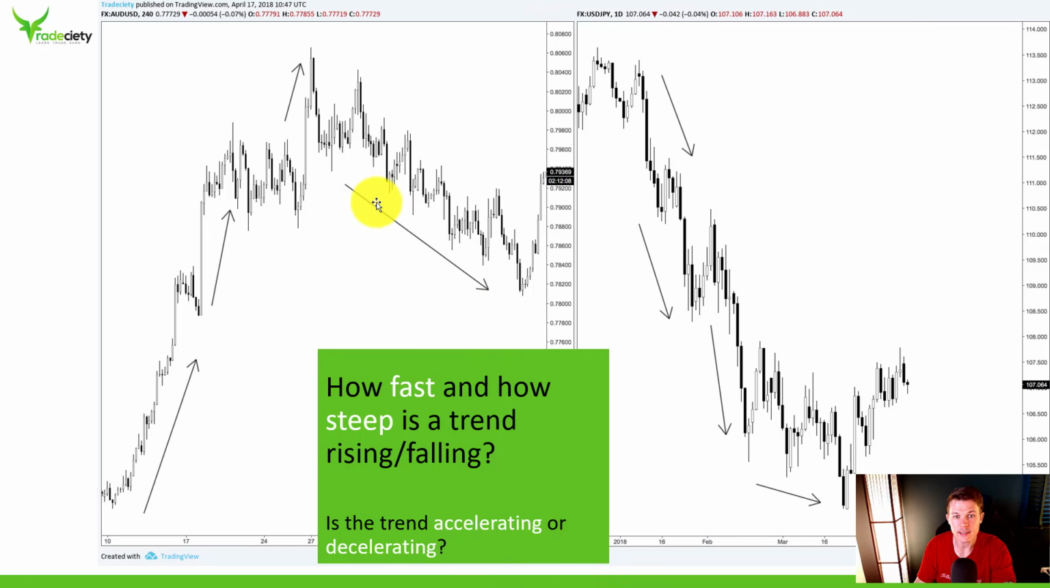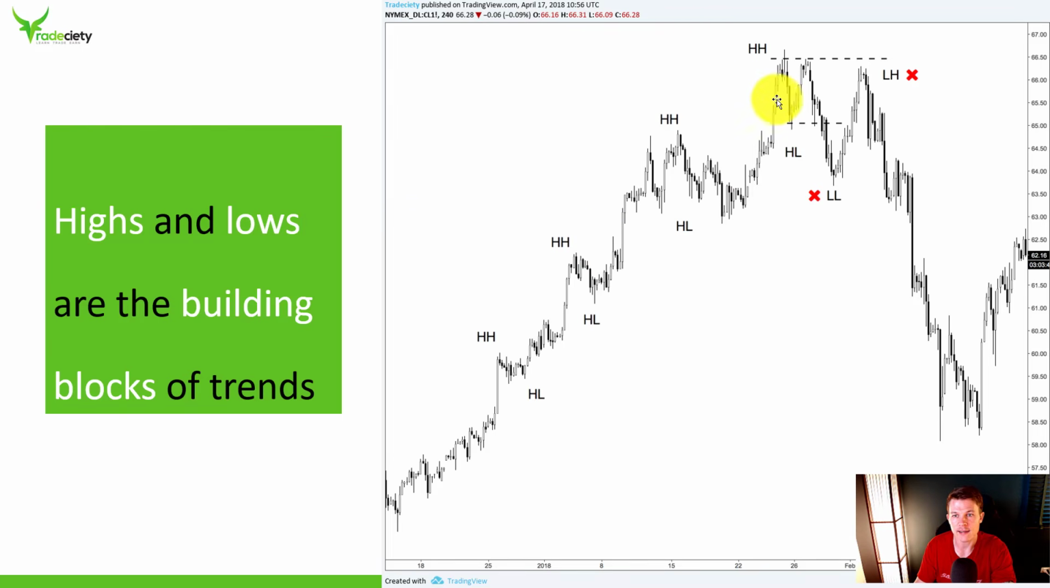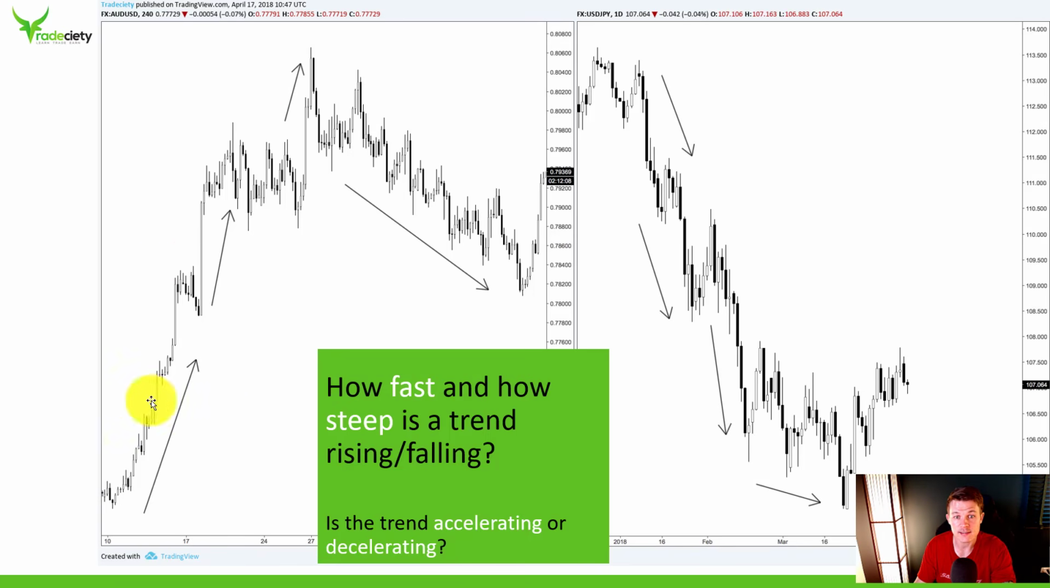And another thing is that obviously it's important to look at higher highs and higher lows, but it's also very important to ask, how fast is a trend rising and how steep is it? And also, is the trend accelerating or decelerating? And this is very important. And trend waves, you can see, they move higher, but there's obviously a very big difference between how the market moved higher here, here, and here. Whereas here in the beginning, the price in a very short period of time moved higher a lot.